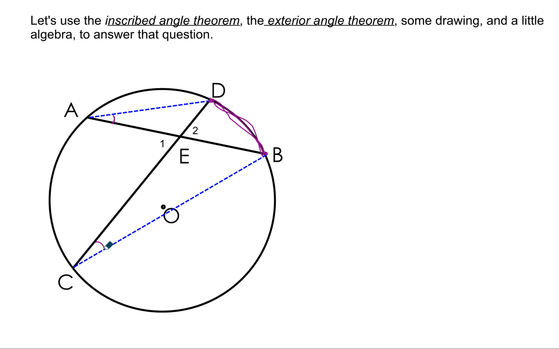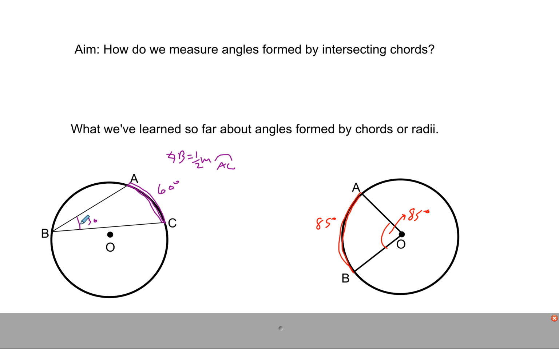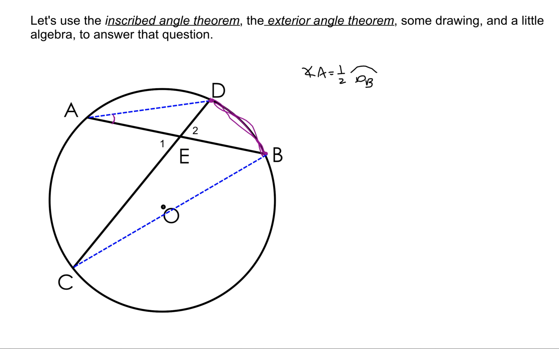All I want to say is that I know that angle A is equal to 1/2 the measure of arc DB. So I'm going to write that: angle A is equal to 1/2 of the measure of arc DB. We know that because an inscribed angle is equal to 1/2 the measure of its intercepted arc. We reviewed that right over here.